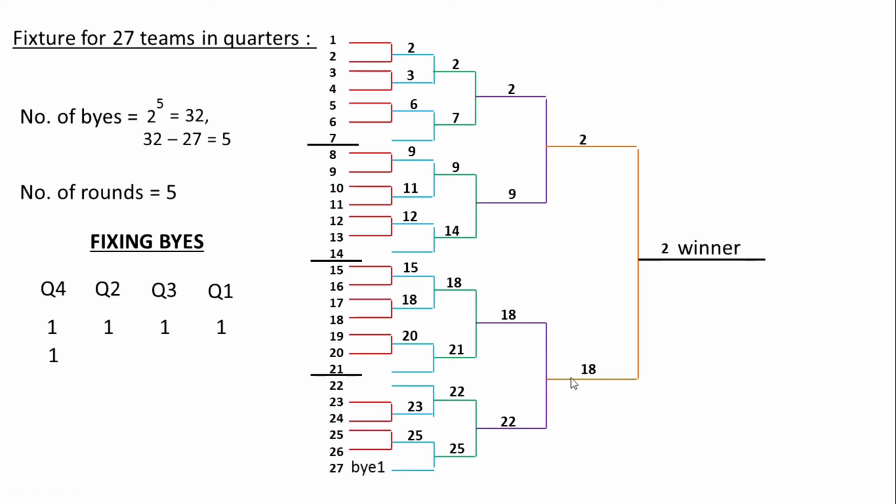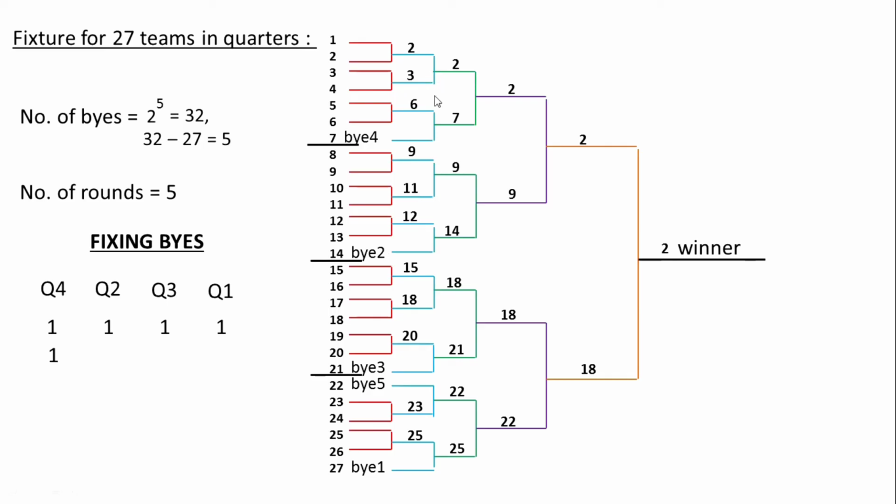And the first bye is given to the fourth quarter last team, and second bye is given to the second quarter last team, and third bye is given to the third quarter last team. The fourth bye is given to the first quarter last team, and the fifth bye is given to the fourth quarter first team. And if there are more byes, then it goes on so. The next bye will be given to the second quarter first team.